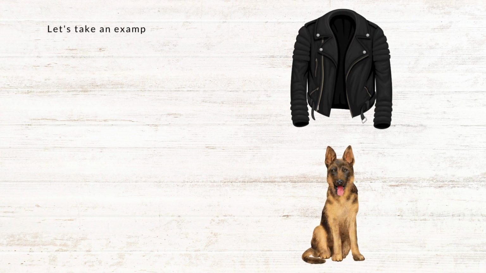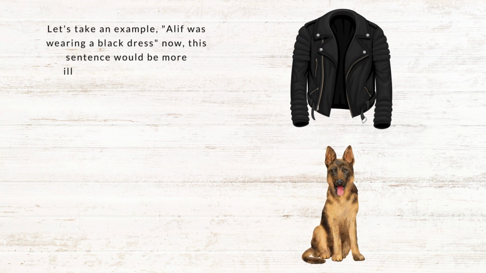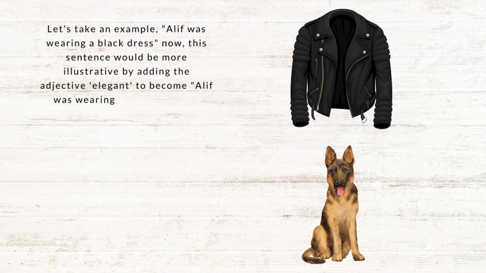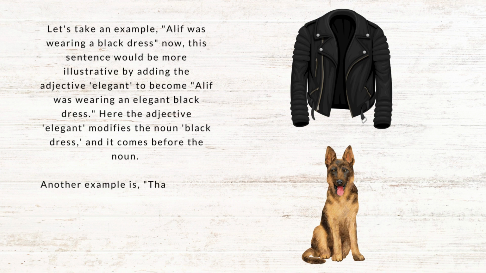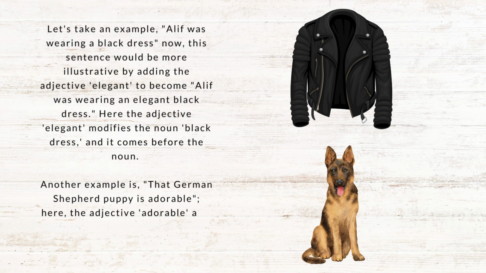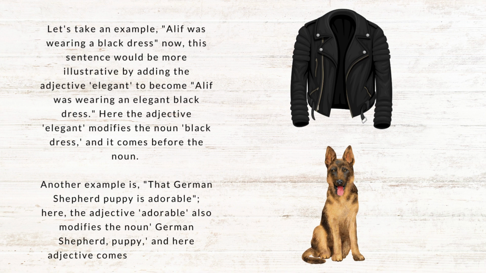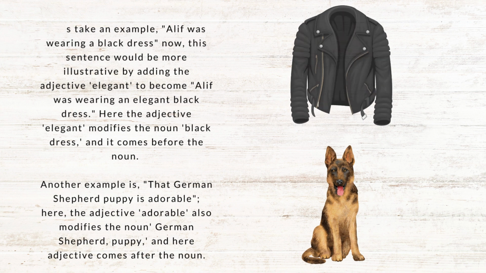Let's take an example. Olive was wearing a black dress. This sentence would be more illustrative by adding the adjective elegant to become Olive was wearing an elegant black dress. Here the adjective elegant modifies the noun black dress, and it comes before the noun. Another example is, the German Shepherd puppy is adorable. Here, the adjective adorable also modifies the noun German Shepherd puppy, and here the adjective comes after the noun.